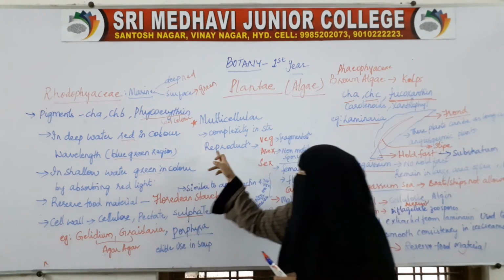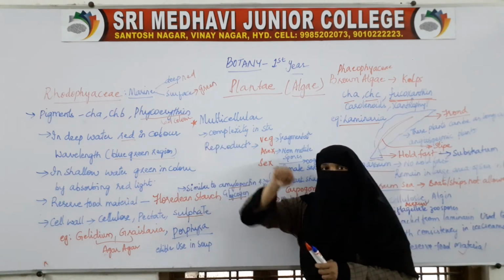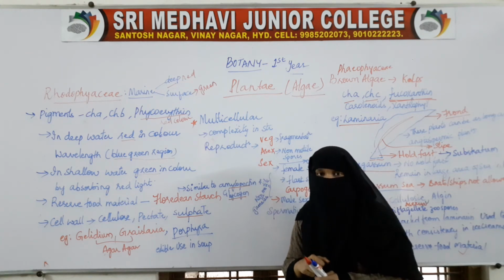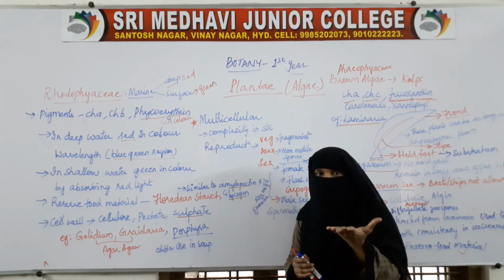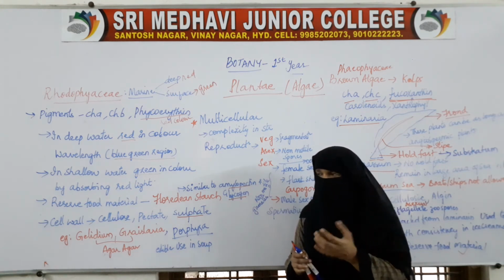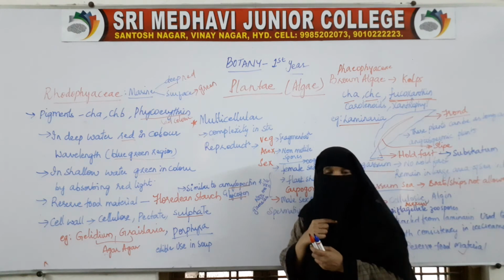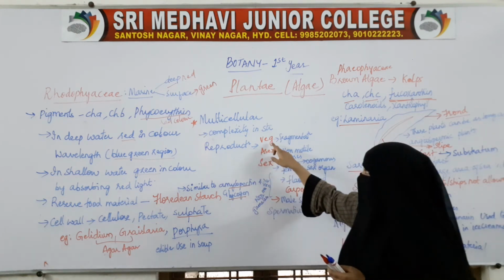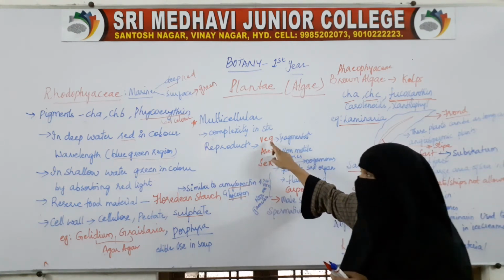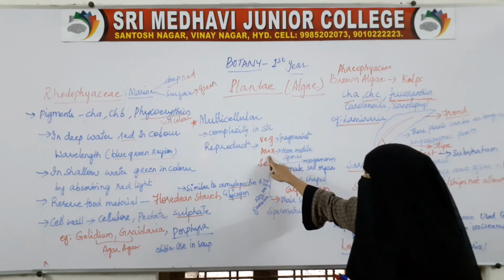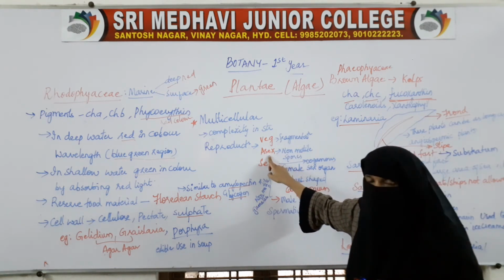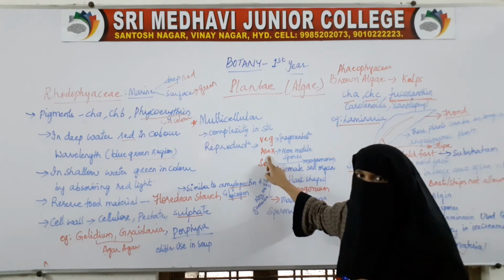Coming to the mode of reproduction, these organisms show complexity in structure. In Chlorophyceae, it was just a mass of cells, a thallus. Here a little complexity is found. In reproduction, vegetative reproduction is by fragmentation. Asexual reproduction is by the production of spores.